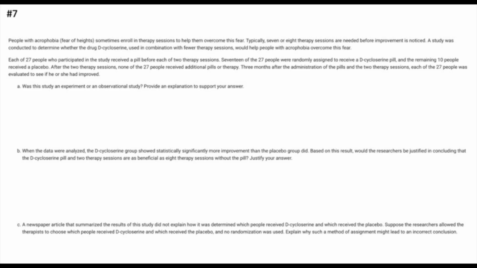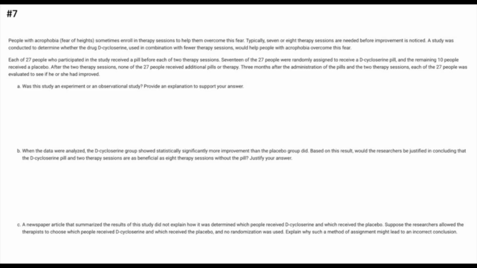Each of 27 people who participated in this study received a pill before each of 2 therapy sessions. 17 of the 27 people were randomly assigned to receive the D-cycloserine pill, and the remaining 10 people received a placebo. After the 2 therapy sessions, none of the 27 people received additional pills or therapy. 3 months after the administration of the pills in the 2 therapy sessions, each of the 27 people was evaluated to see if he or she had improved.